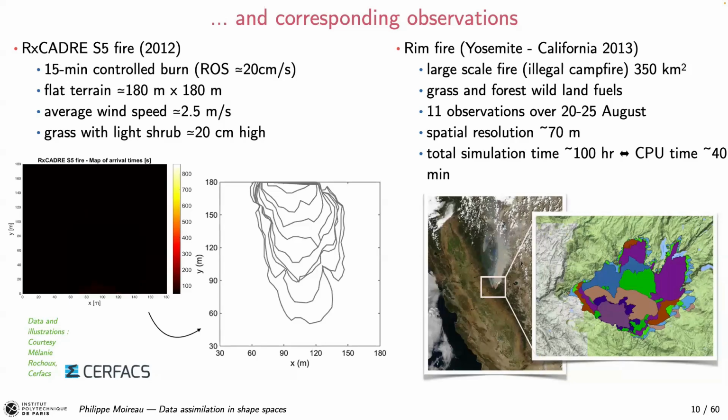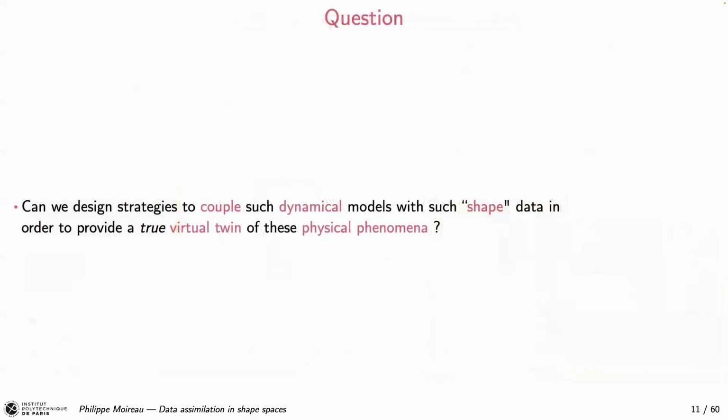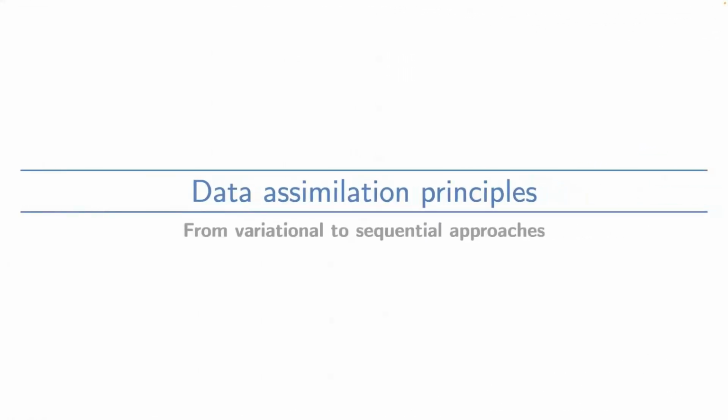Okay, so for all these problems, the question is, can we design strategies to couple such complex dynamical systems with such shape data in order to provide what we will call, to get money for grants, a true virtual twin. Typically the tool to do that is data assimilation. Data assimilation is a whole topic that comes from the 60s and developed during the 70s with computational aspects. So it's a very old subject.